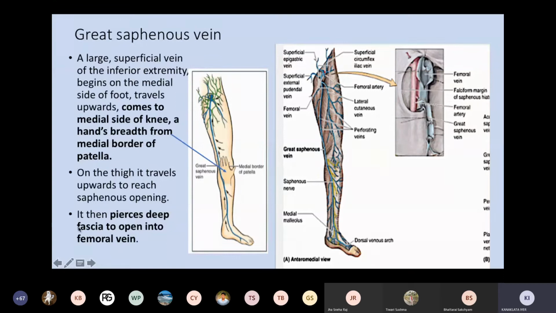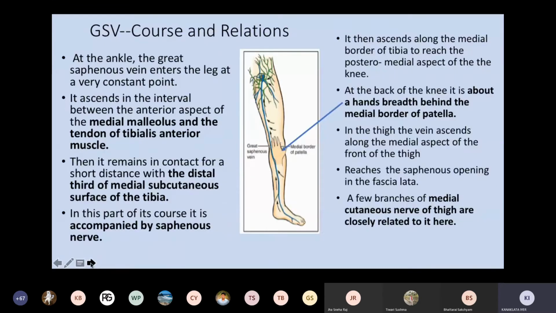It will also pierce the deep fascia. What is the name of the deep fascia of the thigh? Fascia lata. Very good. So this is fascia lata. That was almost a repetition. Now let's take the course and relations a little bit in detail.